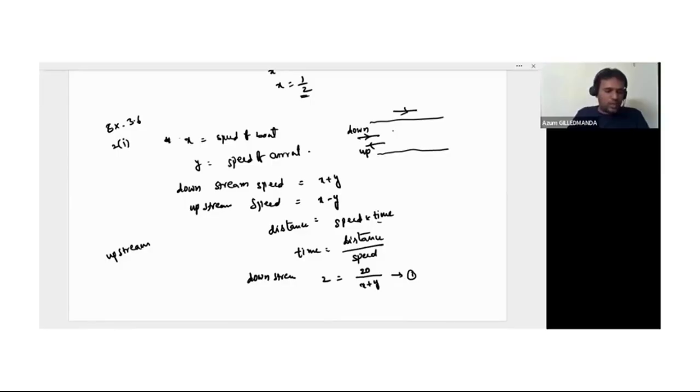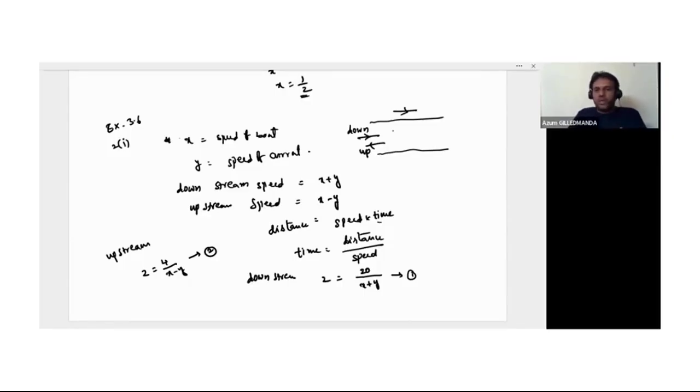Now, what is the upstream equation? There is another scenario given: upstream 4 kilometers in 2 hours. So what is the time? 2 hours. Same formula I am applying. Time is equal to distance, distance is 4 kilometers, by speed. What is the speed in upstream? X minus Y. This is our equation 2, right?